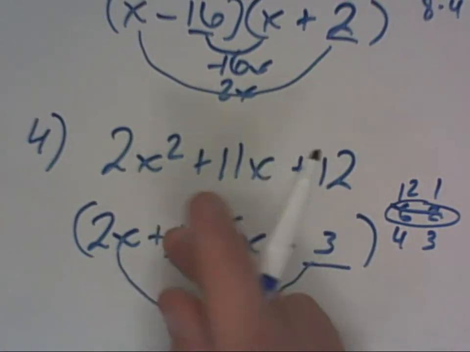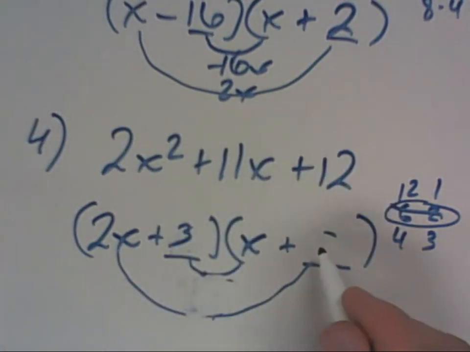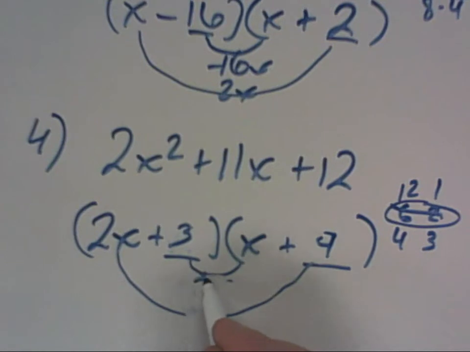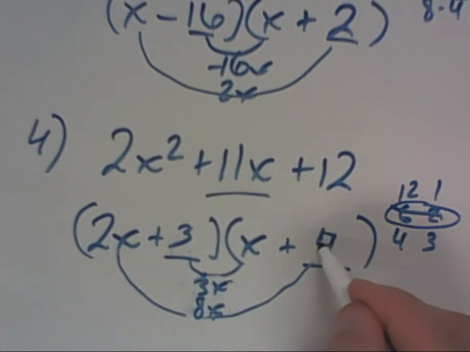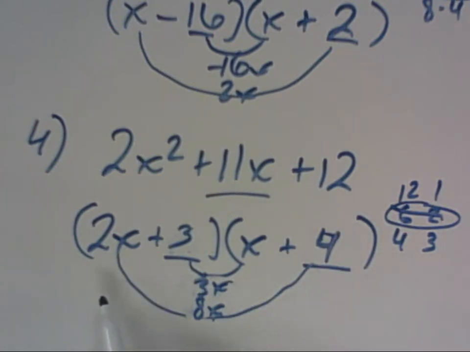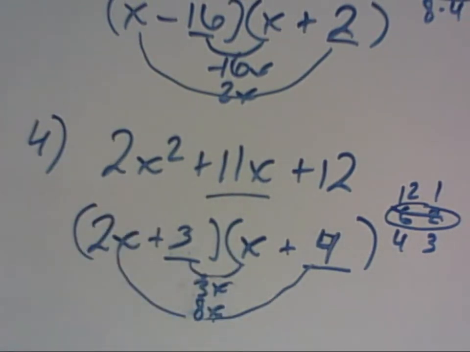So I'm going to switch it around. I'm going to put the 3 here and the 4 here. This is 3x plus 8x, and 3x plus 8x does give me 11x. And so if I factor 2x squared plus 11x plus 12, I will get 2x plus 3 times x plus 4. And this is a little bit more difficult than having an a value that is just 1.